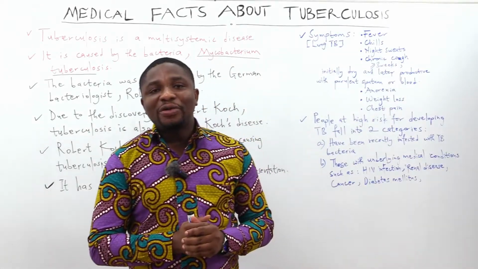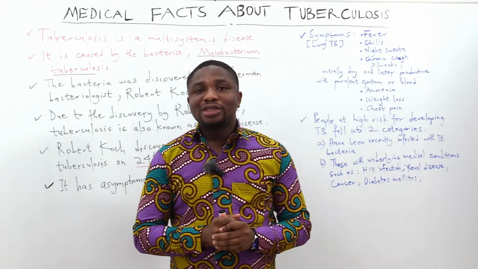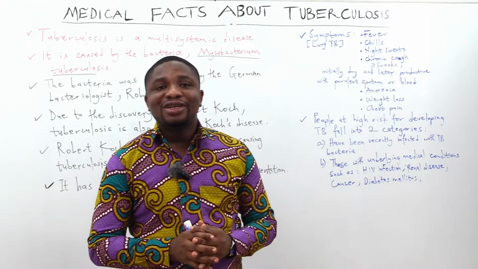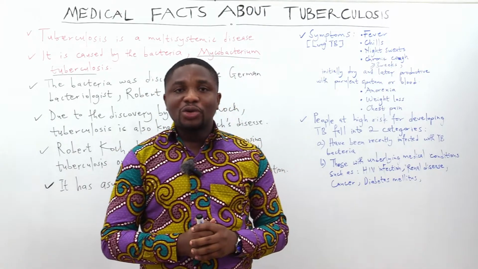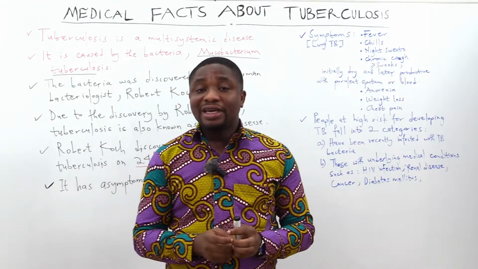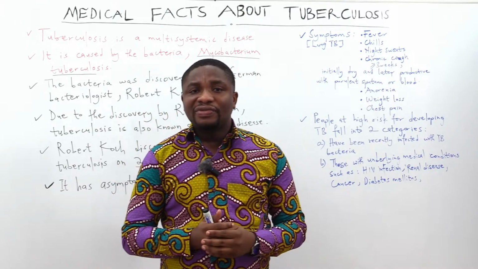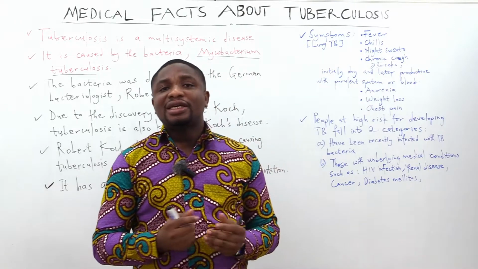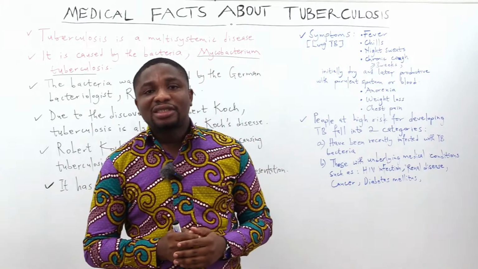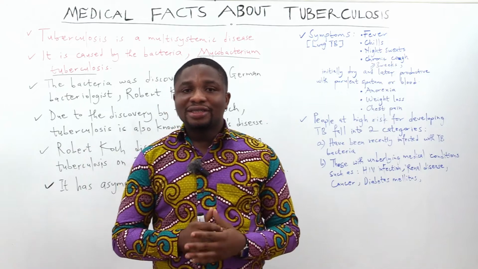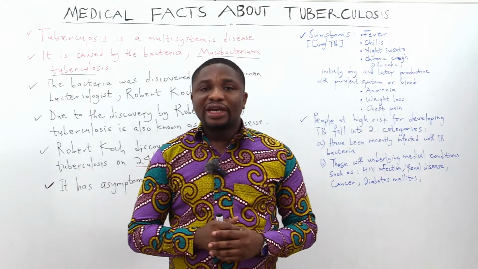Who are those at high risk of tuberculosis? We can put this into two categories. The first category, those who have been recently infected with tuberculosis. That is, they may get it upon close contact with people who are actively infected with tuberculosis. And the second group are those with underlying medical conditions such as HIV/AIDS, cancers, diabetes mellitus, renal disease, and so forth and so on.